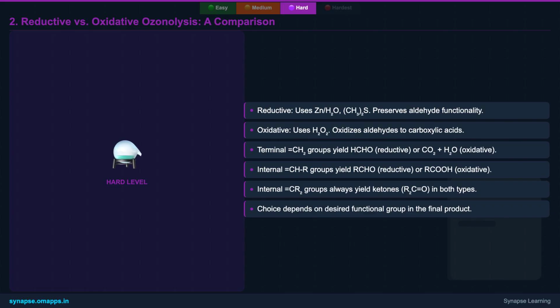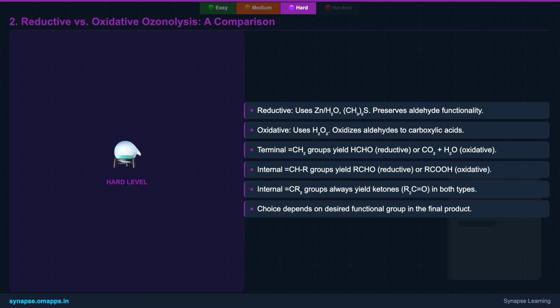A crucial distinction in ozonolysis lies in the workup conditions, reductive versus oxidative. In reductive ozonolysis, using agents like Zn/H2O or dimethyl sulfide, the goal is to obtain aldehydes and ketones. The reducing agent effectively traps the intermediate, preventing further oxidation. This is ideal when you need to preserve aldehyde functionality.